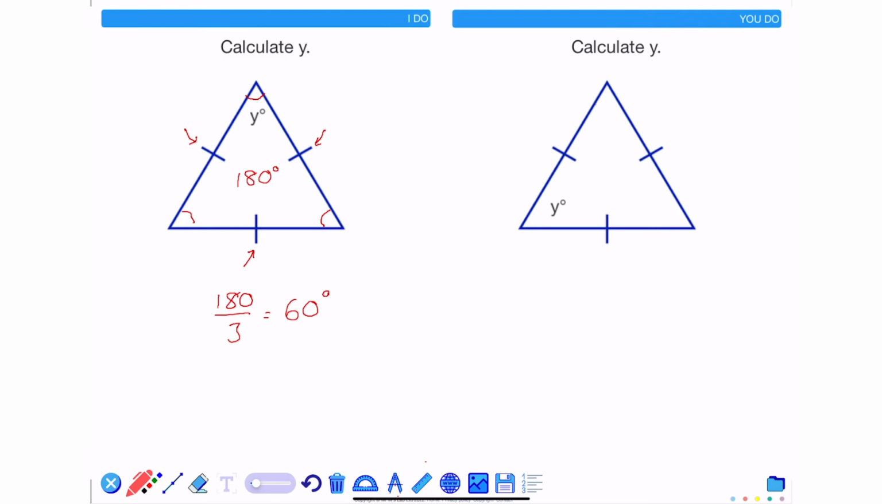So it doesn't matter which angle I choose. All of these angles will be exactly the same. So y will also be 60 degrees in this example too.